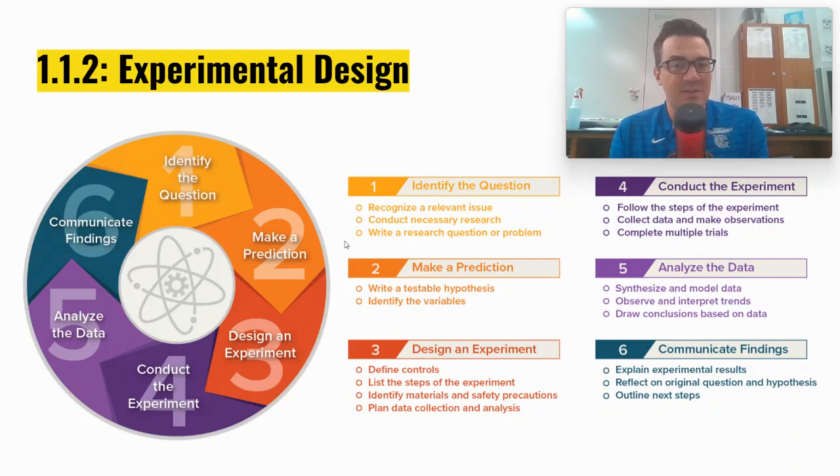And then we actually come to step number 4, conducting the experiment, which is where we're just going to follow those steps that we wrote out in step number 3, collect our data, make any additional observations that might be relevant, that might be influencing our data. And we also want to make sure we're completing multiple trials. So this is where that repeat step that you might be familiar with from learning the scientific method before comes into play.